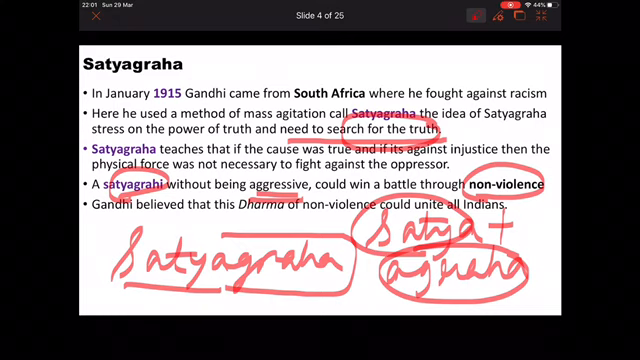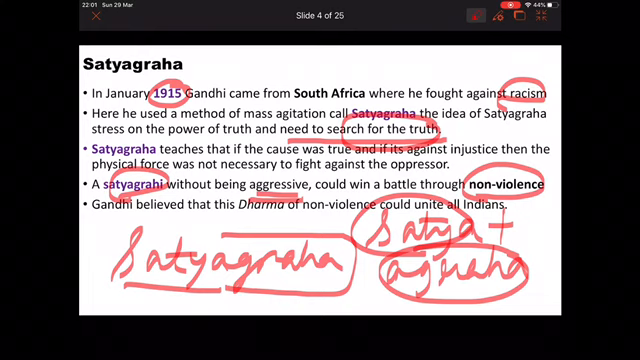So this particular word Satyagraha was devised by whom? By Gandhi. These particular slides talk about the year 1915, which is very important as per CBSE. So in January 1915, Gandhi came back from South Africa, where he fought against racial discrimination, or racism. The whites were discriminating against the brown people and the black people in South Africa.